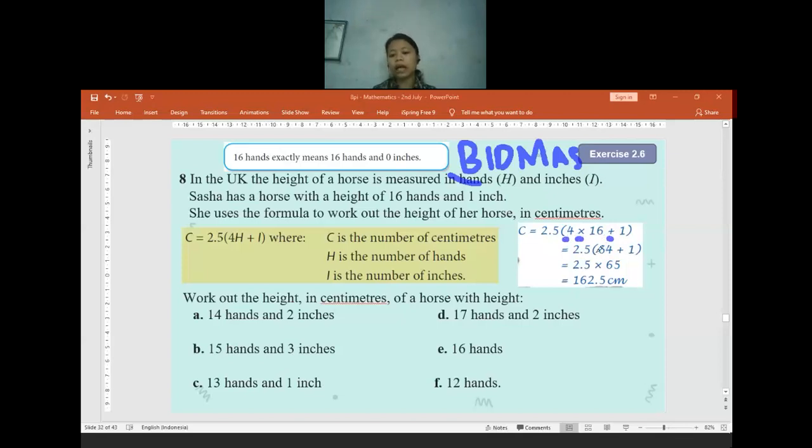So now there are a bracket and addition. We do the bracket first. Inside the bracket there is addition, so we add 64 plus 1 first, which equals 65. After there is no bracket, we can do multiplication: 2.5 times 65, which equals 162.5 centimeters. That is the height of Sasha's horse.